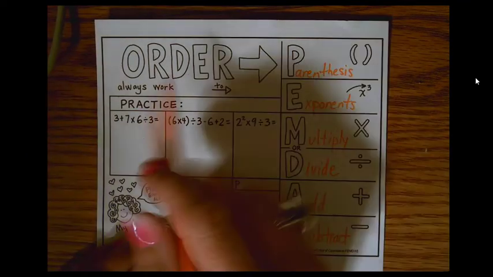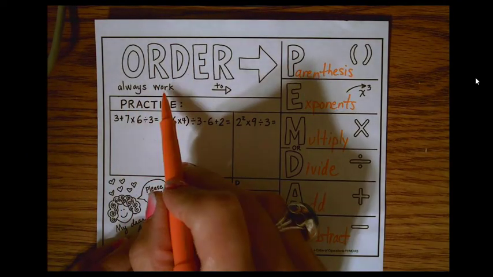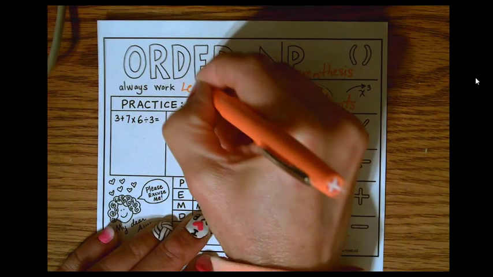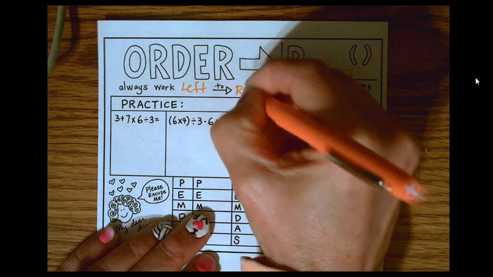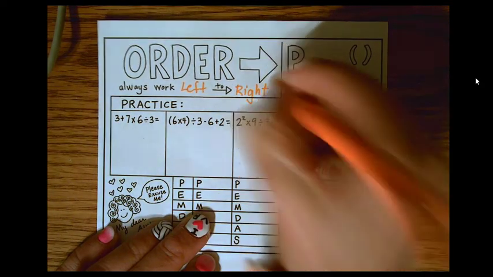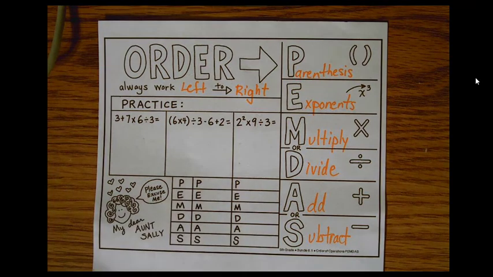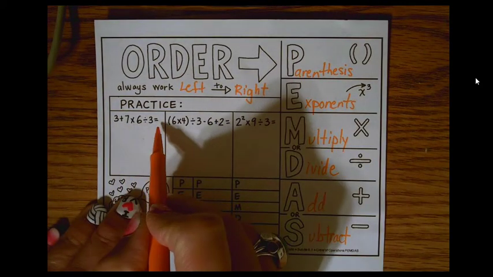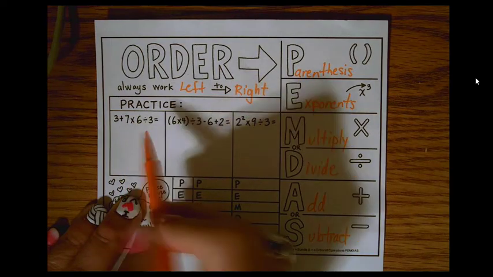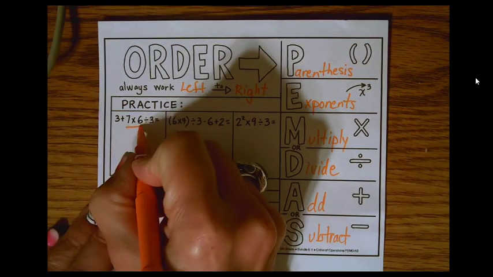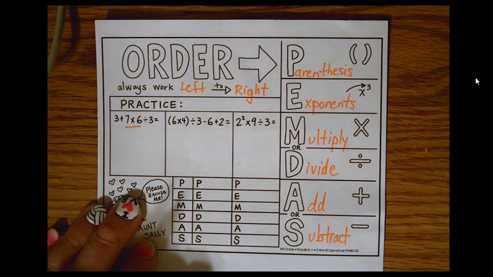And so we'll fill this in. Order, always work from left to right. So we have a few examples that we're going to go over here. So on the left-hand side, we can see right away that first example, there are no parentheses. So looking from left to right, it looks like we're going to multiply first. So I like to underline what we're going to do first. That's kind of up to you.